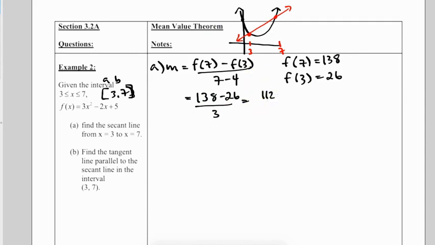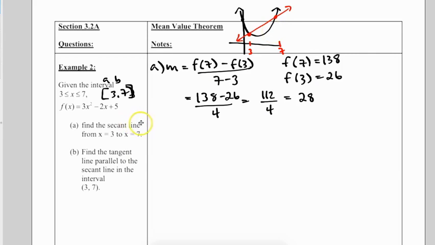Whoa. I already got ahead of myself. Hopefully you found my mistake. This should have been a 3. So here we should have a 4. I think I caught that. So that should be 112 over 4, and that's going to give us 28. So I know that the slope of this line is 28.